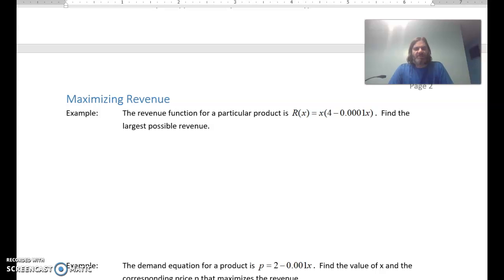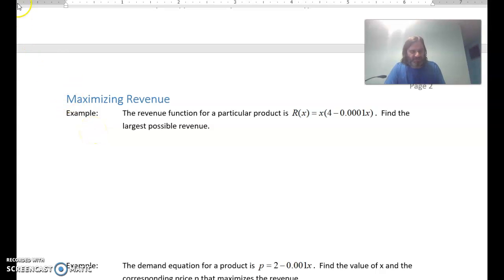Okay, we're going to do a couple problems where we are maximizing revenue. The first one says the revenue function for a particular product is R of X equals X times the quantity of 4 minus 0.0001X, so I think that's a 10,000th X. Find the largest possible revenue.